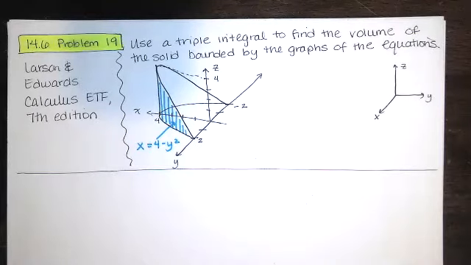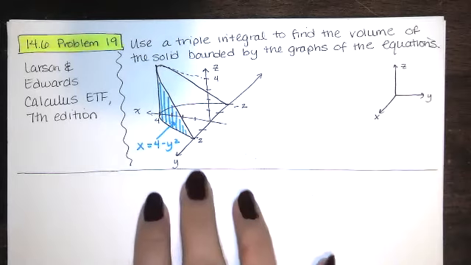In this video, we're solving problem 19 from section 14.6 from the Larson and Edwards Calculus Early Transcendental Functions textbook, 7th edition. We're asked to use a triple integral to find the volume of the solid bounded by the graphs of the equations, and then we're given this picture.